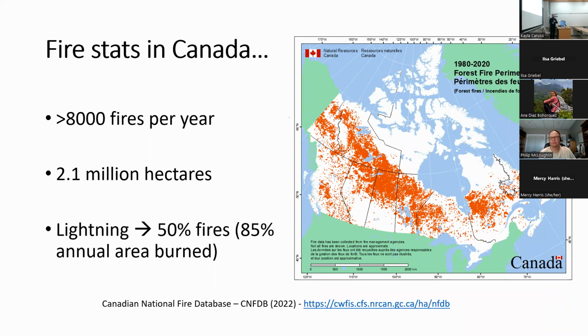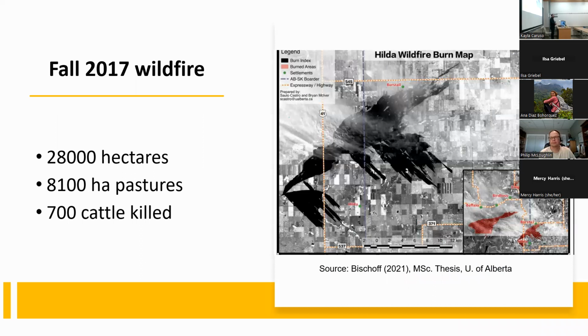In fact, under certain uncontrolled conditions, it can be a really devastating activity. For example, the fire that happened in the fall of 2017 in the southeast corner of Alberta. I don't know exactly what happened there, but most likely lightning ignited this fire. It crossed the border into Saskatchewan, affecting more than 28,000 hectares, including 8,000 hectares of pasture, and killing around 700 animals. I believe there was also one firefighter killed in this fire. So it's a pretty big issue here, and in economic terms it is quite important as well.